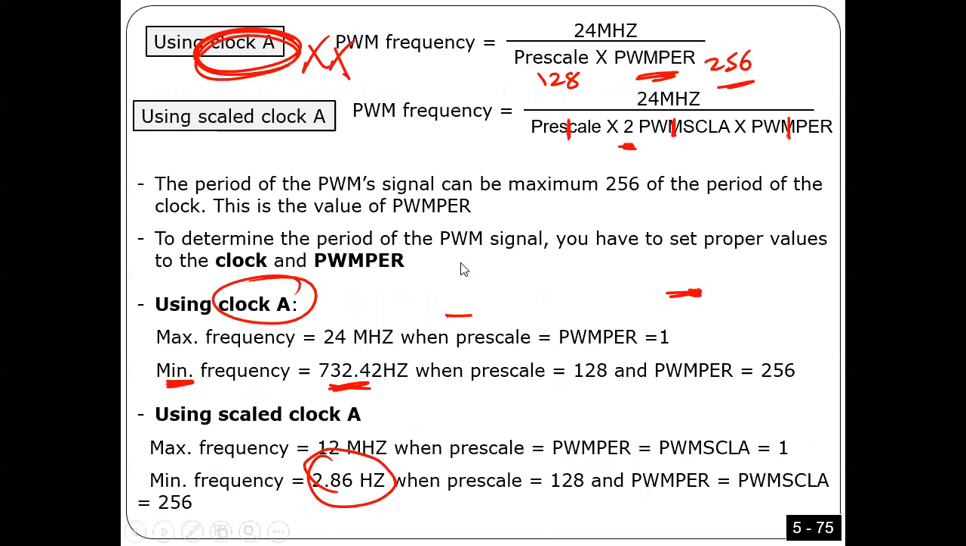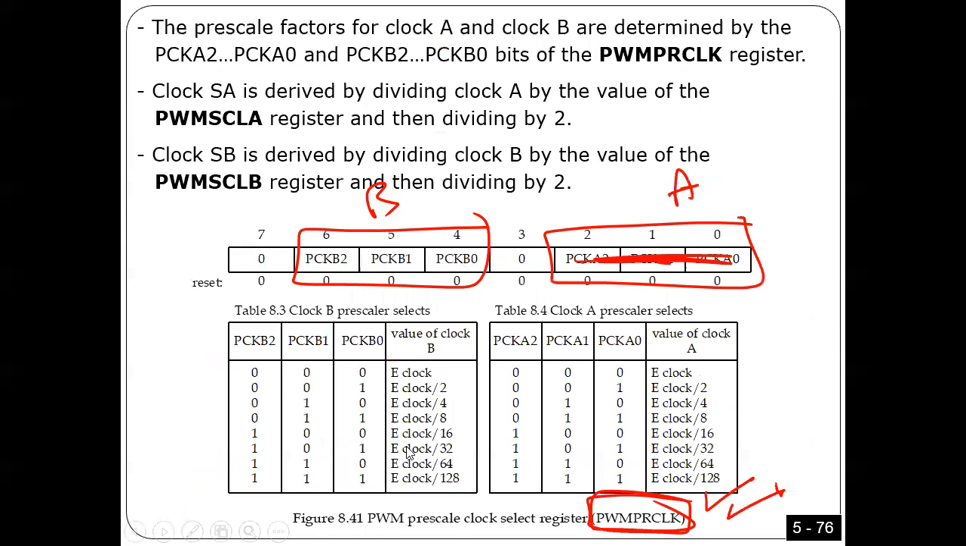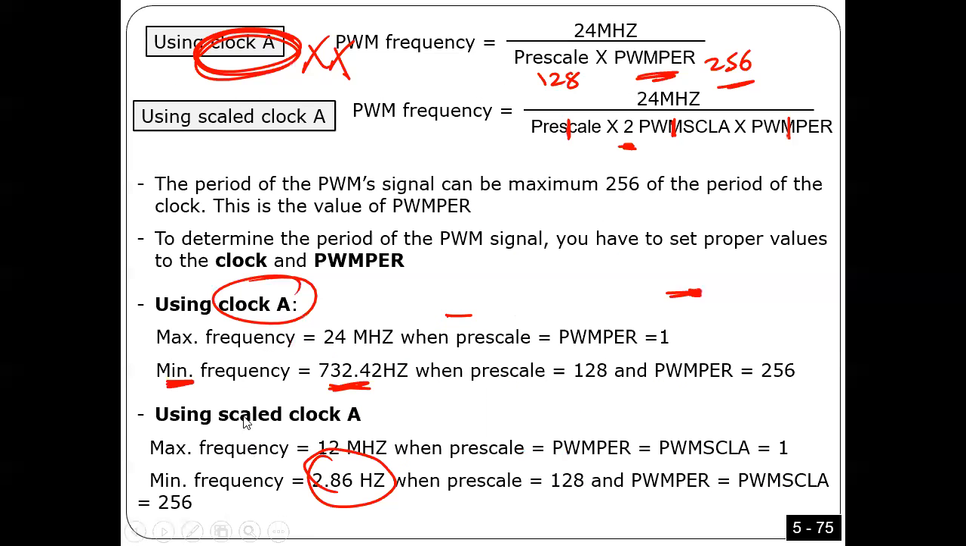The answer is yes. You go look at the range here. 100 kHz is in this range. That means you can use clock A. Can I use prescale to clock A? Yes, because it is in this range. So it should work. It should work for any one of them.